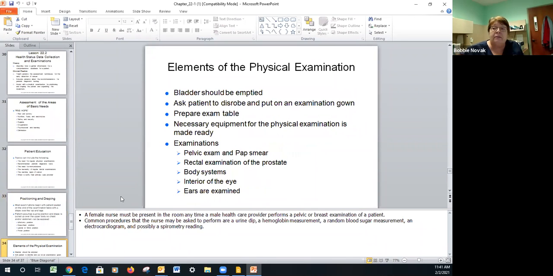Always make sure that they empty their bladder before a physical exam, because you're going to be poking and prodding on their belly and you may cause some incontinence. Prepare the exam table, get all the necessary equipment ready for the provider. Okay, so if we're doing a pelvic exam, then we need the pap smear stuff and things like that. We're going to need gloves and lubricant. If we're going to be checking the interior of the eye, we're going to need an ophthalmoscope available. We're going to need an otoscope to look in their ears.